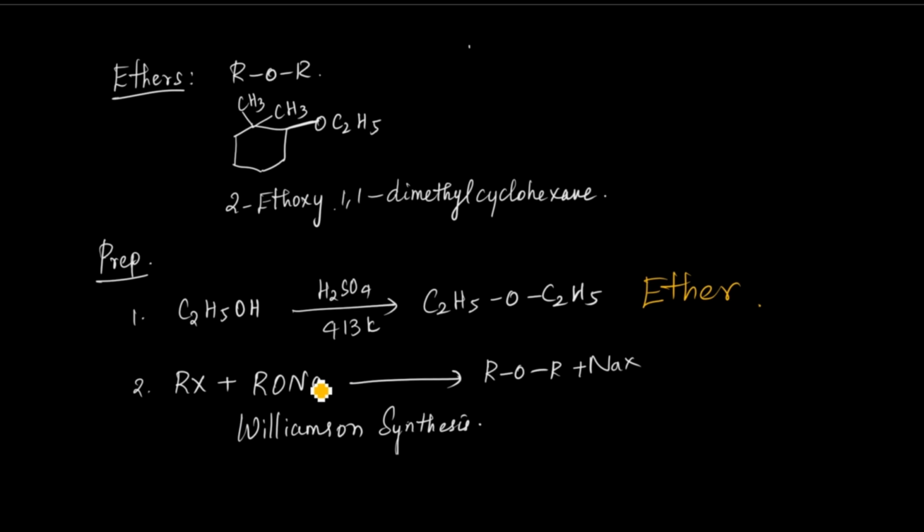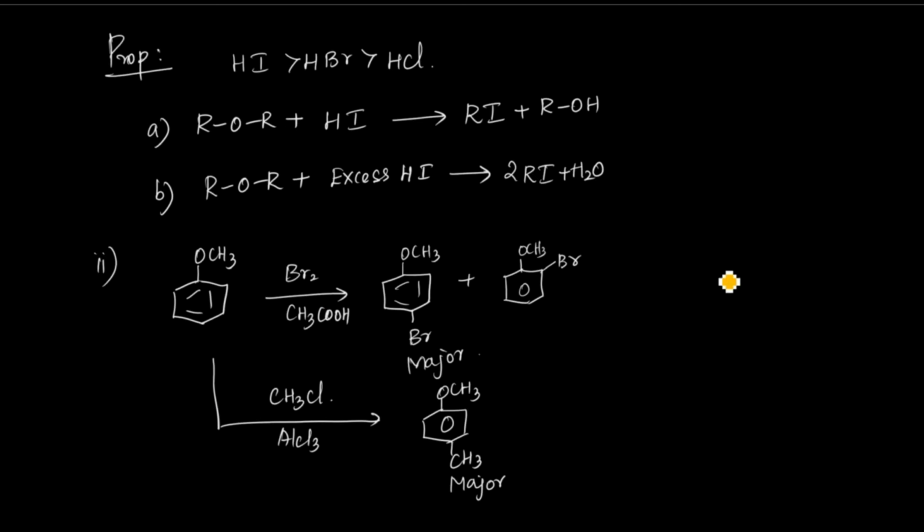This is acting as a base to give ethers. So RO minus will attack the carbocation part. This follows the SN2 mechanism to give ethers. The properties of ether, as you can see, with HI it is forming RI. With excess of HI it is forming 2RI with H2O. So these two differentiations you must understand.